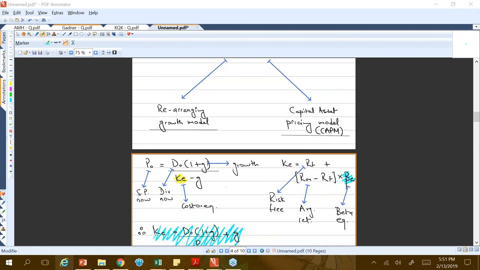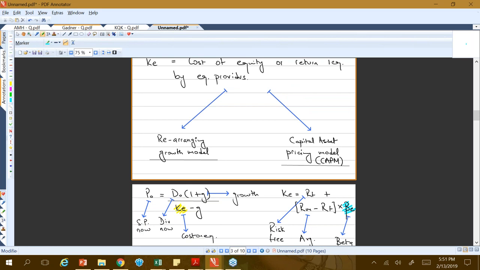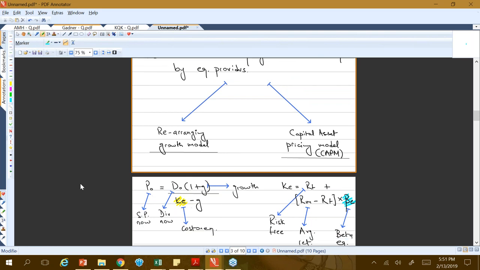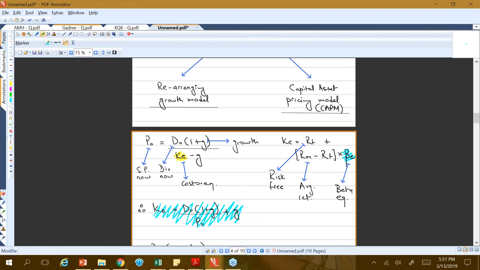When we think of the cost of equity, there are two ways in which we can do it. One is rearranging the growth model, the other is CAPM. The growth model calculation is given to you in the exam, but the rearrangement of that is what we need to do. To find the KE, this is how we rearrange this formula, and then we simply input the values.